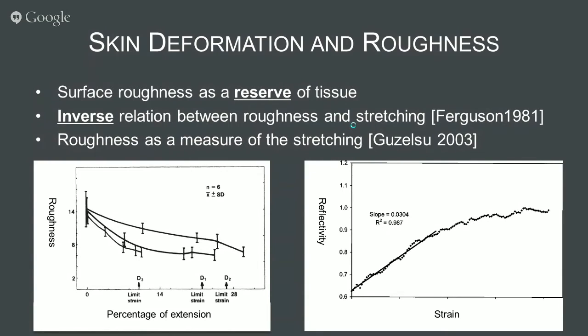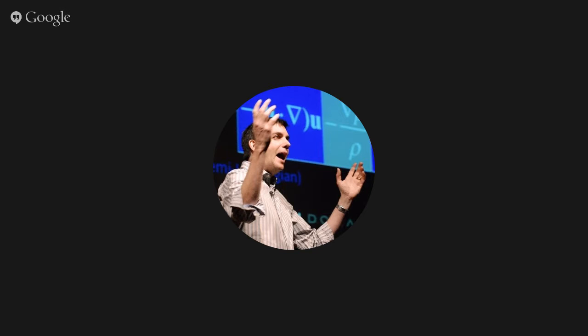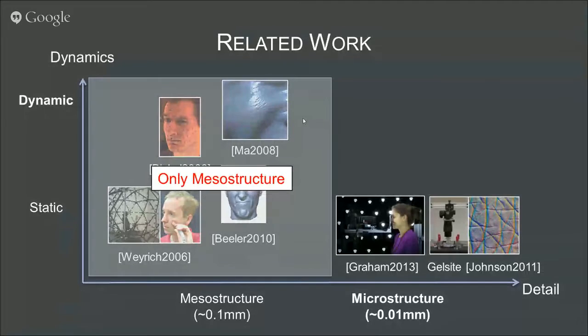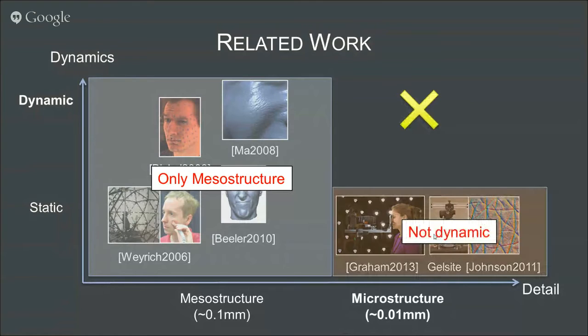In the graphics community, people have been working on capturing BRDF and skin geometry, and 3D scans and data-driven approaches were employed to capture even pore-level details, sometimes dynamics. However, the details that existing work can capture are only up to the mesoscale, which is still an order of magnitude away from the detail we want in this work. Recently, the Graham 2013 work and the other work showed methods to capture microstructures at below 10 microns. However, those methods only deal with static microstructure and are not directly applicable to dynamics. So our goal is to fill the gap in this domain.